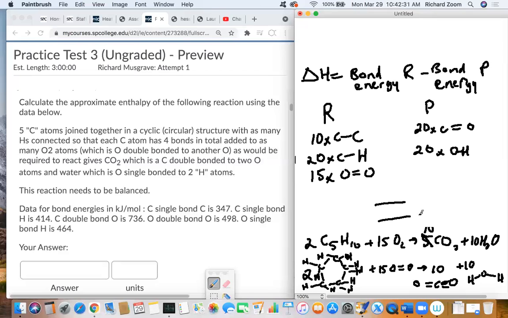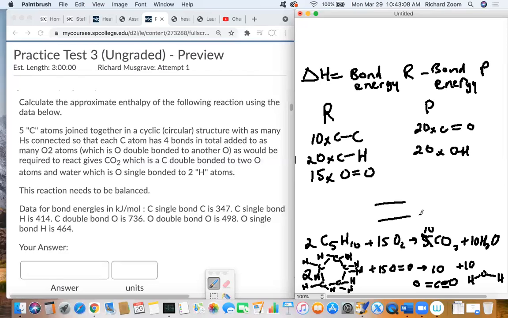Well, I'd recommend doing that question again and again until you understand it. I know there's a lot of steps to it, but they're not that hard if you understand what you're doing with each step. All right, does anybody have any questions? So just to make sure, it's like 10 times 347 and 20 times 414, and then we get it all together. That would be on the answer side.